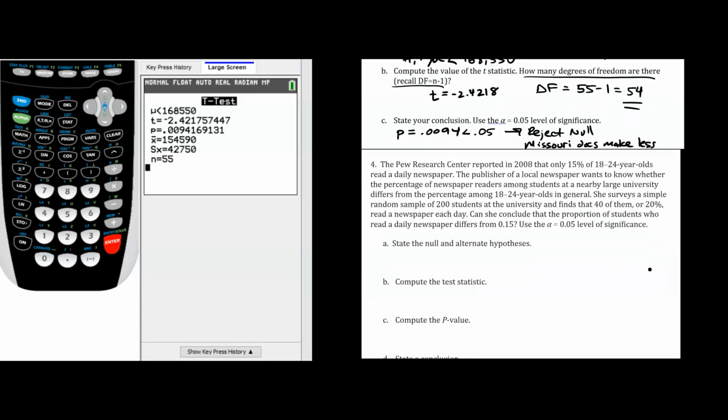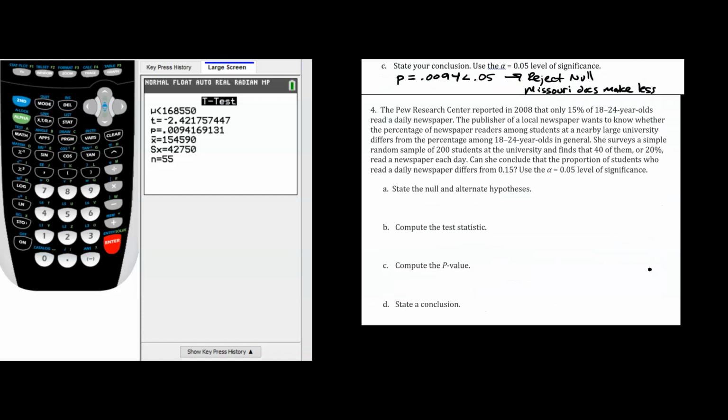Okay, one more example here. Let's look at number 4. The Pew Research Center reported in 2008 that only 15% of 18 to 24-year-olds read a daily newspaper. The publisher of a local news wants to know whether the percentage of newspaper readers among students at a nearby large university differs from this percentage in general. She surveys a simple random sample of 200 students and finds that 40 of them, so 40 out of the 200, or 20%, read a newspaper each day. Can she conclude that the proportion of students who read a daily newspaper differs from 0.15?